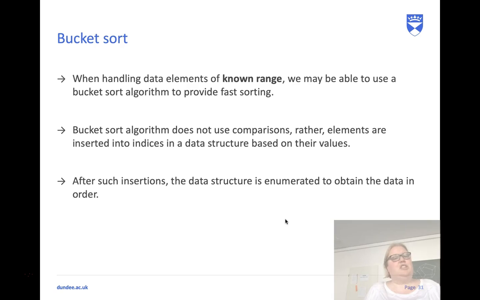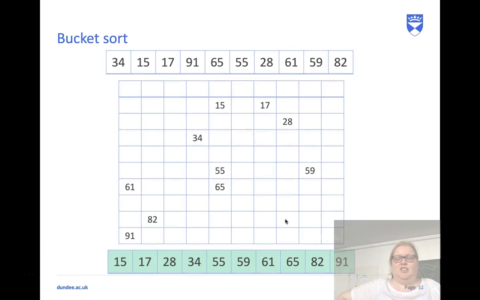The bucket sort algorithm does not use comparisons, as all the other algorithms have used. Rather, the elements are inserted into indices in a data structure based on their values. Quite often, there's a very simple equation to work out where they should be inserted. After such insertions, the data structure is enumerated to obtain the data in order.